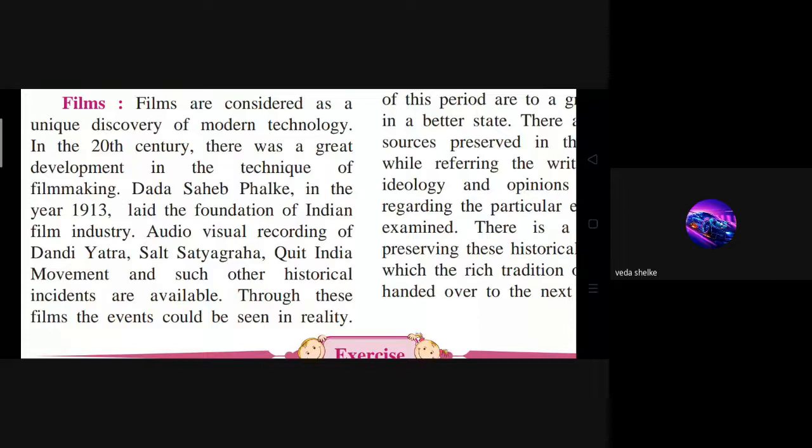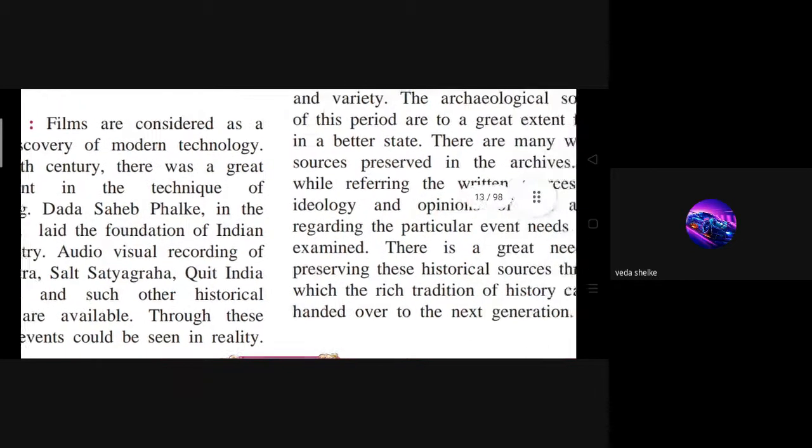Films. Films are considered a unique discovery of modern technology. In the 20th century, there was a great development in the technique of filmmaking. Dadasaheb Phalke, in the year 1913, laid the foundation of the Indian film industry. Audiovisual recordings of Dandi Yatra, Salt Satyagraha, Quit India Movement, and such other historical incidents are available. Through these films, the events could be seen in reality.